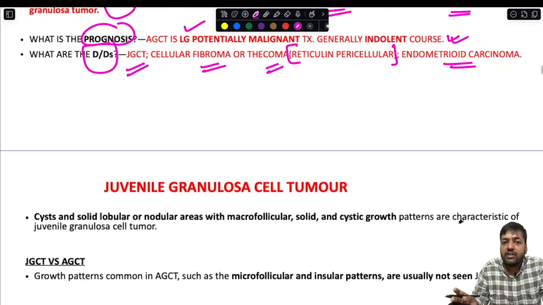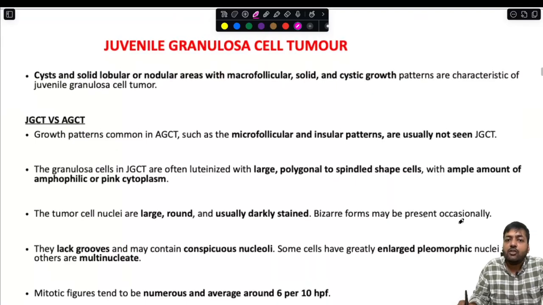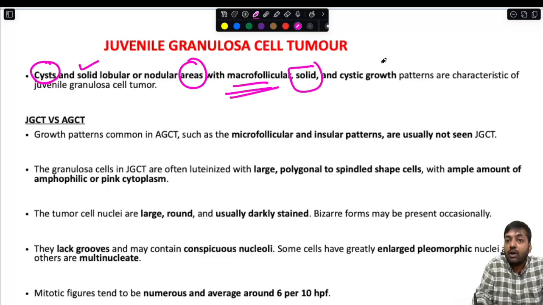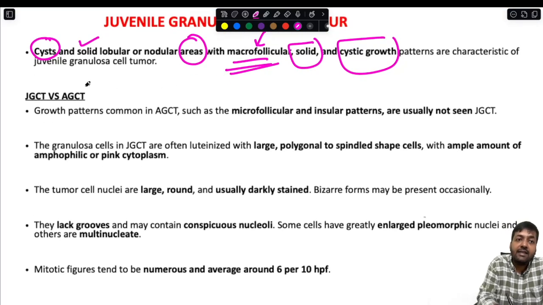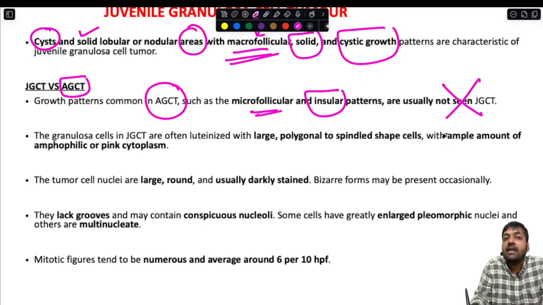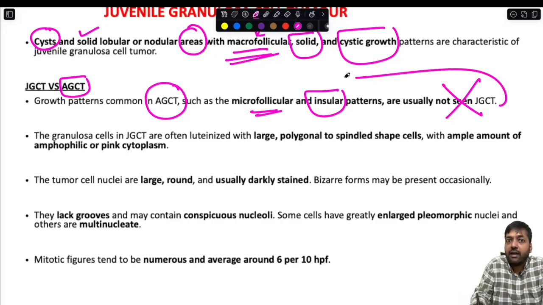So how do you differentiate AGCT from juvenile granulosa cell tumor? Very importantly, juvenile granulosa cell tumors are composed of cystic and solid lobular or nodular areas with predominantly macrofollicular, solid and cystic growth patterns. So the macrofollicular pattern is more common in juvenile granulosa cell tumor. The growth patterns common in AGCT, that is the microfollicular and the insular or trabecular patterns, are not seen in the juvenile granulosa cell tumor. Over here rather you will see macrofollicular, solid and cystic growth patterns.